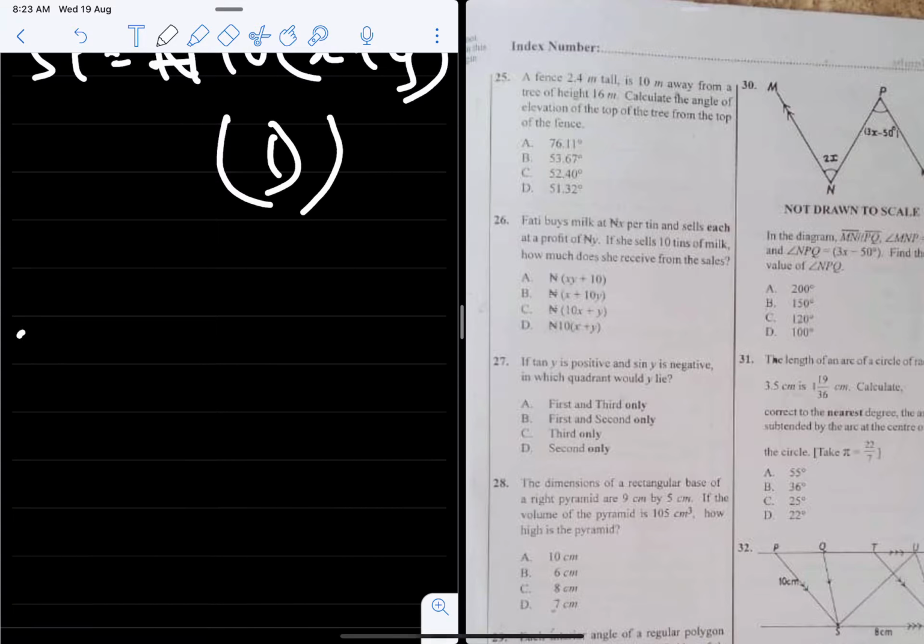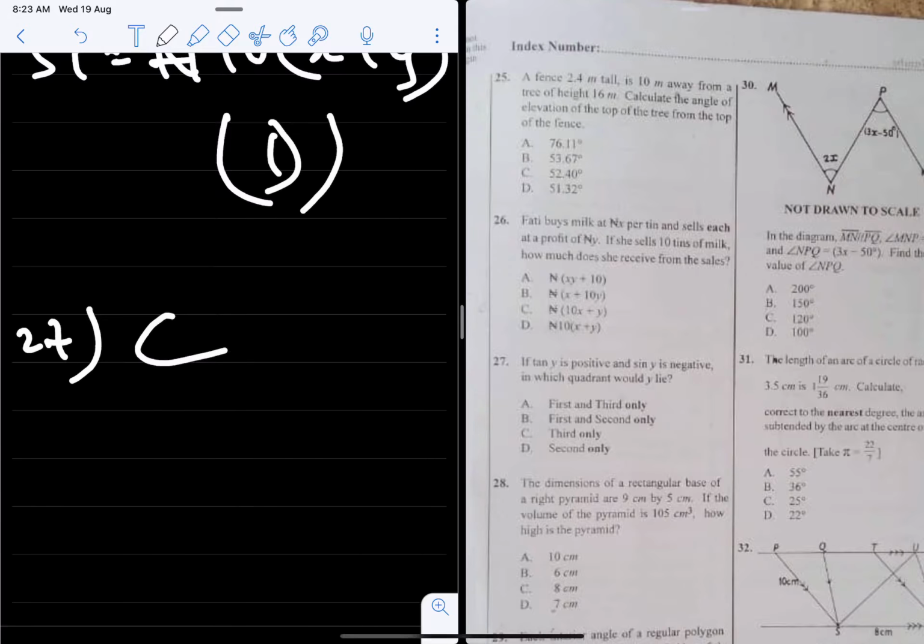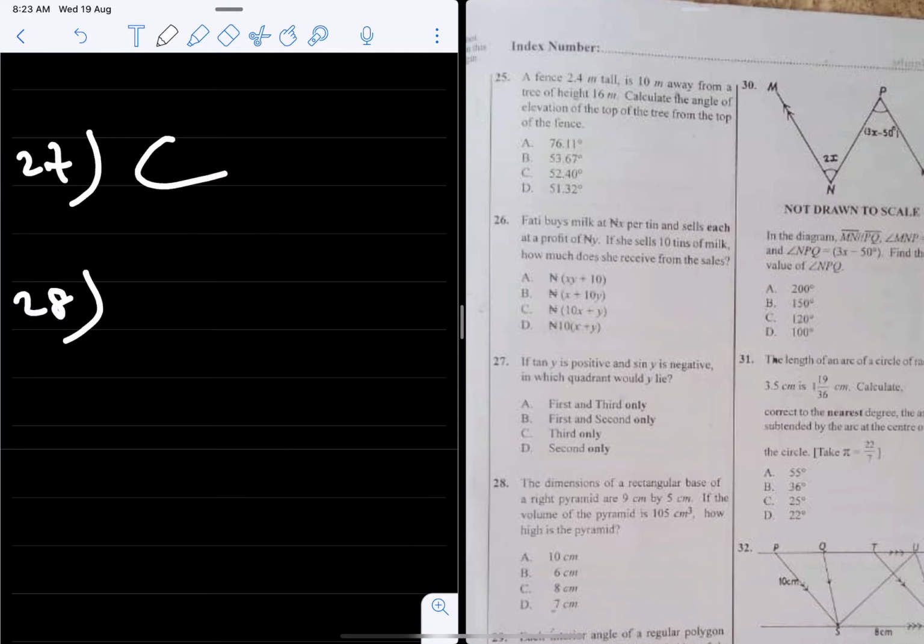Now to the next, number 27 quickly. If tan y is positive and sin y is negative, in which quadrant would y lie? That's in the third quadrant. That's where tangent is positive and sine is negative.